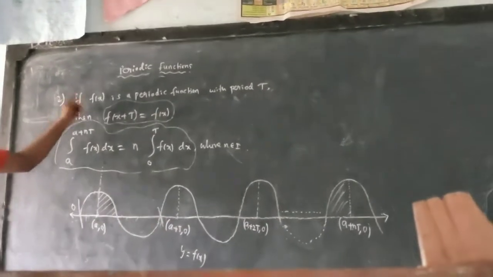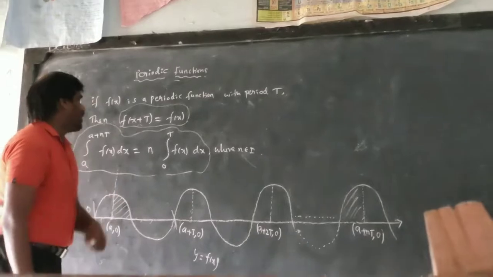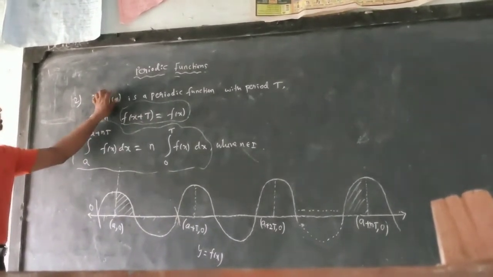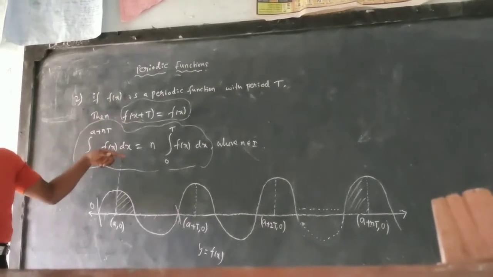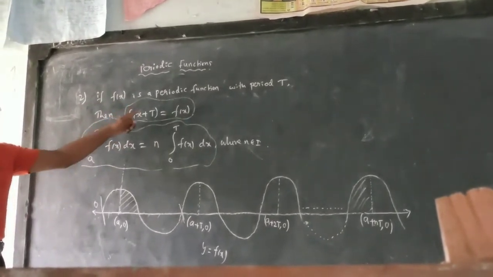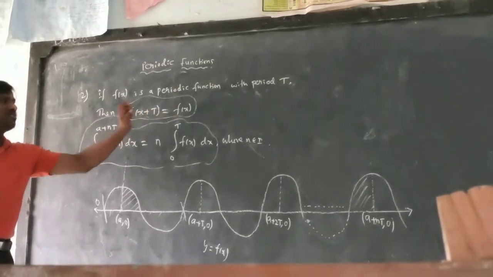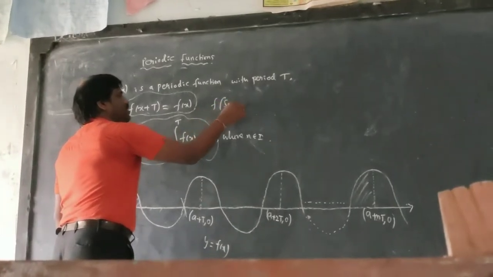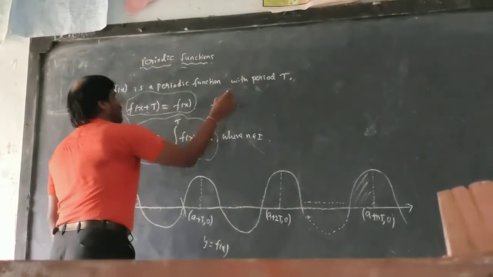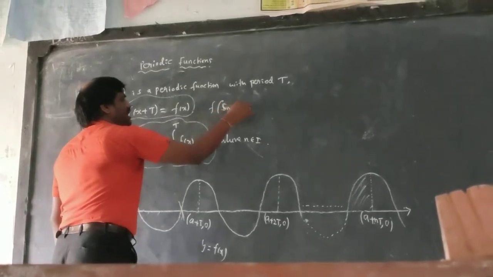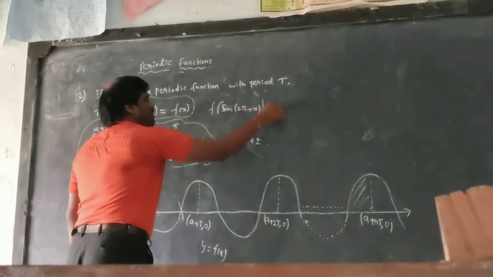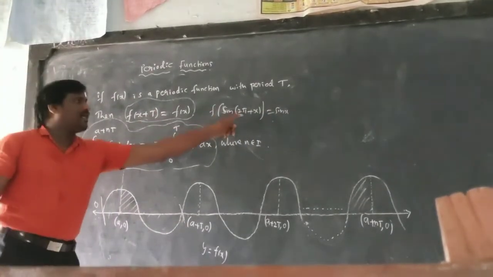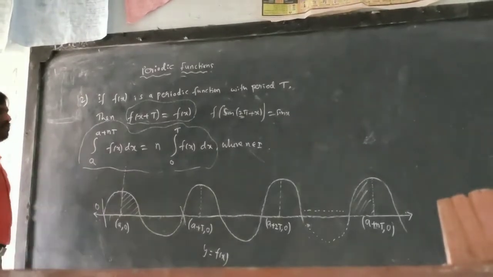If f(x) is a periodic function with period T, then f(x + T) is equal to f(x). This is the definition of a periodic function, which I explained in the function topic. If f(x + T) equals f(x), then T is the period. For example, sin(2π + x) is equal to sin x, so the period is 2π. Here T is 2π. That is the definition of a periodic function.